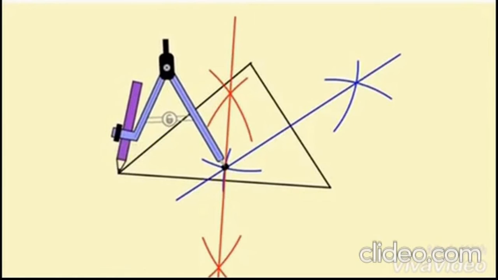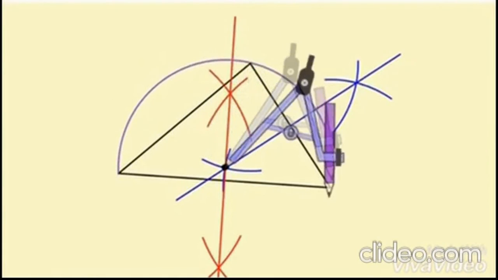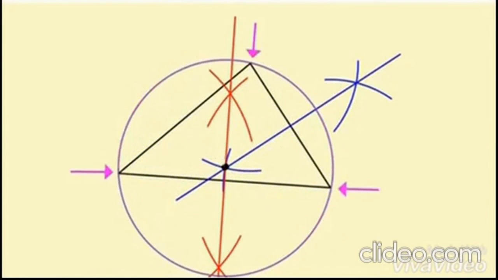To construct the circle now, take your compass, put the point at the circumcenter, open the compass out to measure the distance to one of the vertices. Now draw your circle. You will see that all 3 vertices lie on the circle. We see that our circle is circumscribed about the triangle.